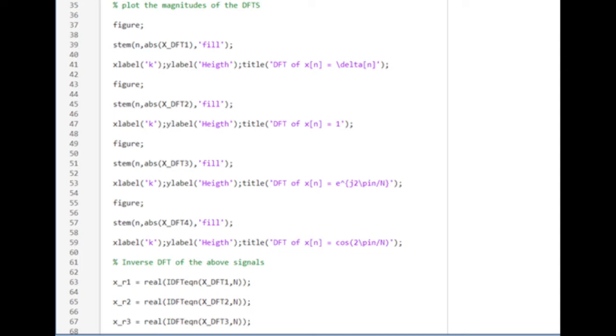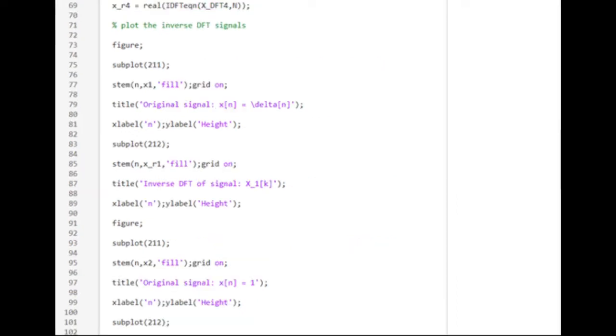Next, for the second part, the inverse DFT of the above signal was obtained by using the equation shown in the video. Then the DFT signals were plotted. There are 7 in total, which can be seen in the result section. It's plotted by using the commands stated above.